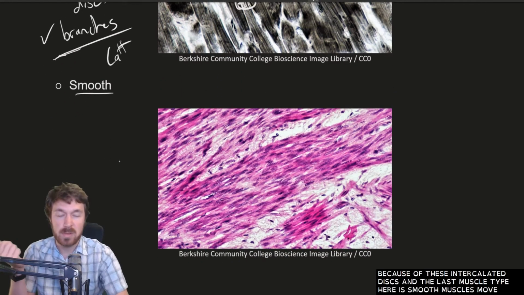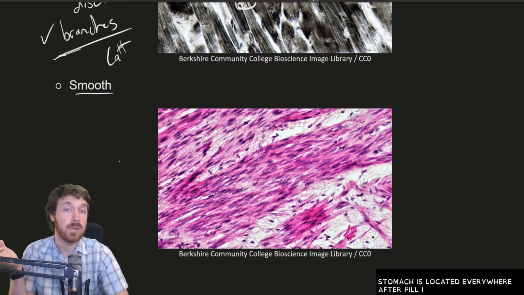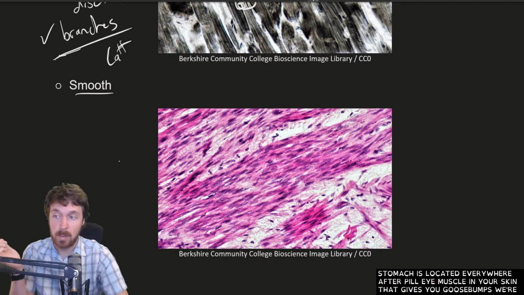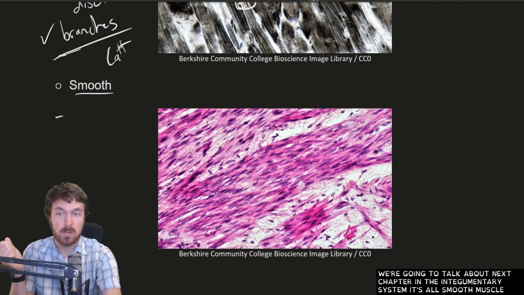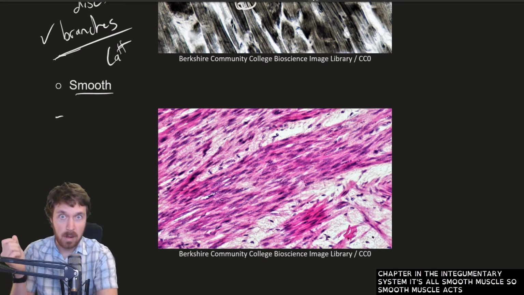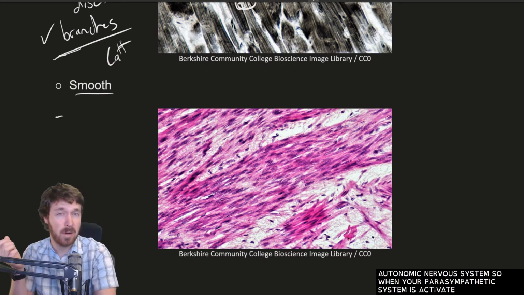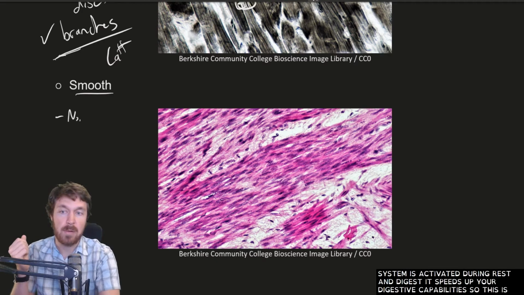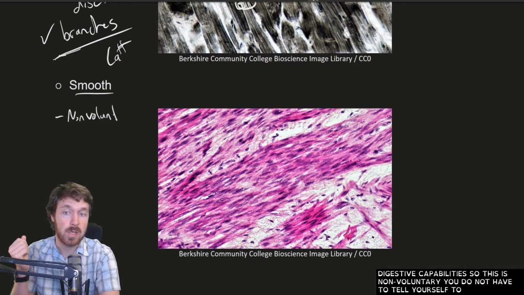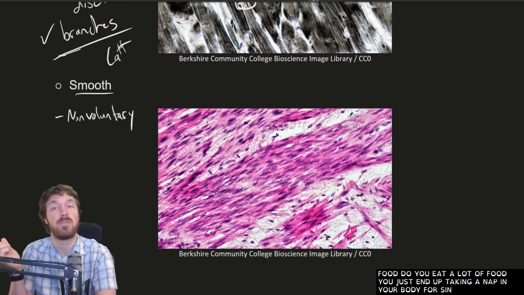And the last muscle type here is smooth muscle. Smooth muscle is what's lining all your hollow organs, so your small intestines, your stomach. It's located everywhere. The erector pili muscle in your skin that gives you goosebumps, which we're going to talk about next chapter in the integumentary system, is all smooth muscle. Smooth muscle acts via your autonomic nervous system. When your parasympathetic system is activated during rest and digest, it speeds up your digestive capabilities. So this is non-voluntary. You do not have to tell yourself to digest your food. You eat a lot of food, you just end up taking a nap, and your body forces you into rest or digest.